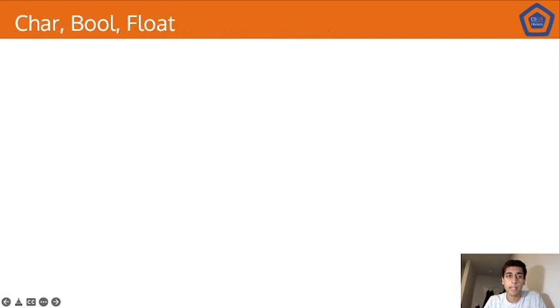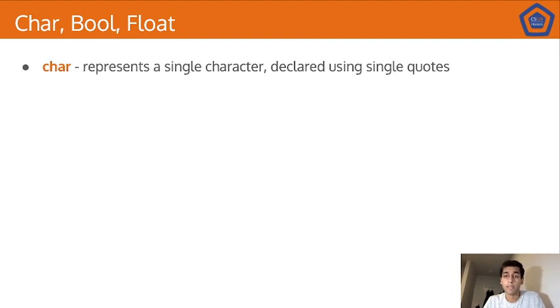So Rust also has characters, but Char represents a single character. You can declare it using single quotes. You also have Booleans, either true or false. You represent Booleans with lowercase t true and lowercase f false.